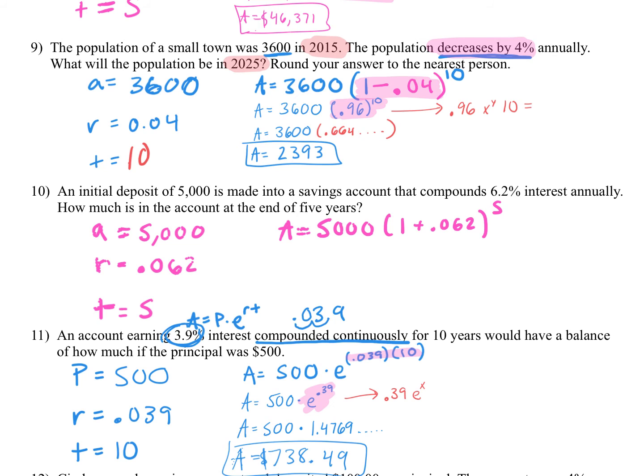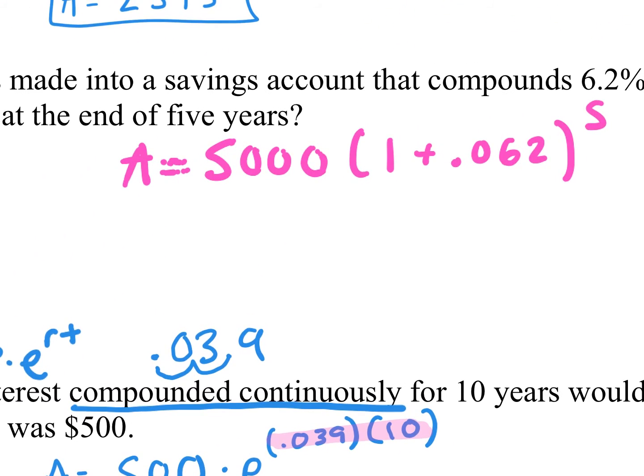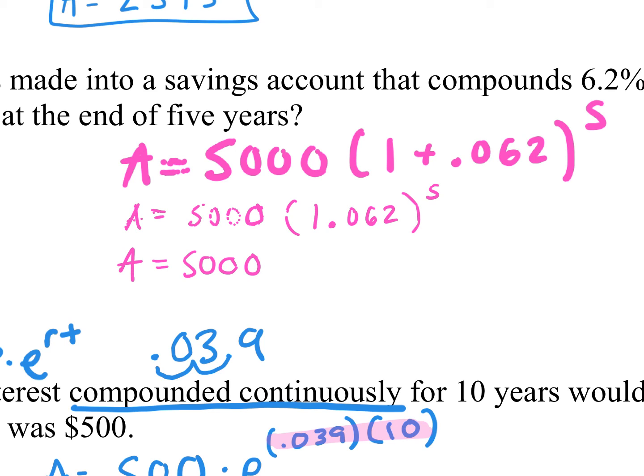What should we do first? Parentheses. So 5,000 times 1 plus 0.062, which will be 1.062 to the power of 5. What do we do next? The exponent. So 1.062, click that exponent button, and then 5, and then equals. So this would be 1.3508 dot dot dot. Keep it in your calculator and multiply it by 5,000.